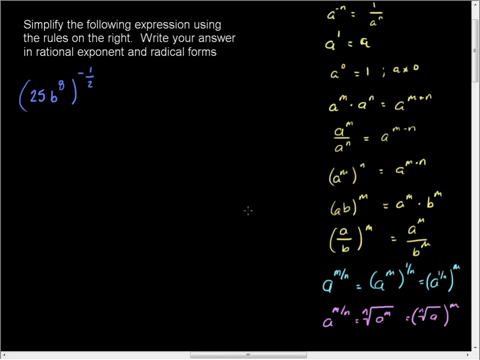In this video, we're going to use the rules on the right to simplify an algebraic expression involving radicals or rational exponents. Now, the two are one and the same, and so if we can write it in one way, we can write it in the other way.